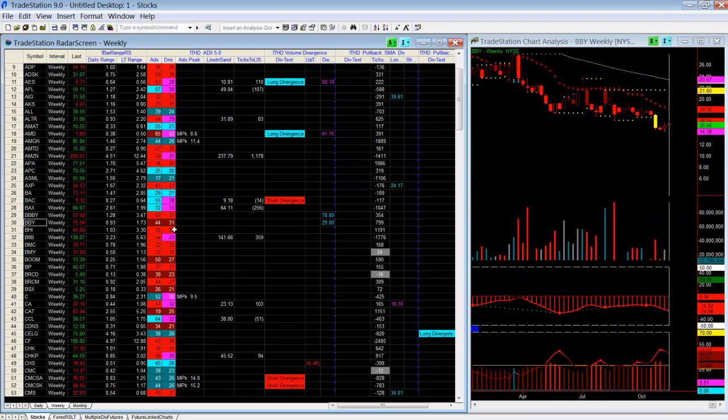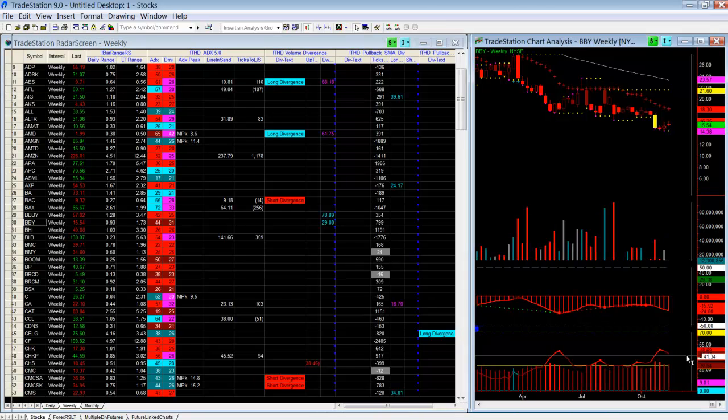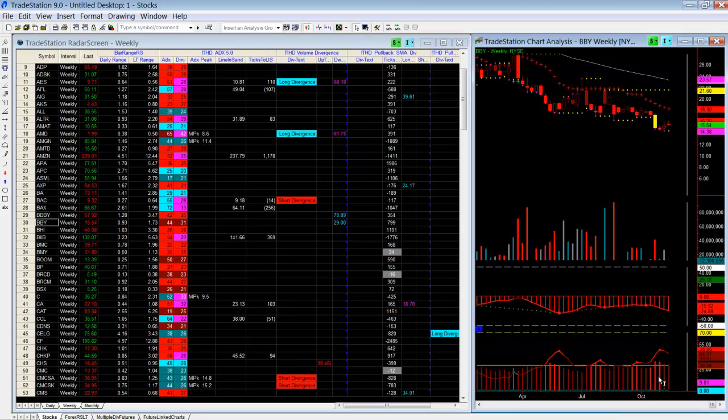Let's see, BBY, it's got a dark red 44. I click on it and my chart changes. Notice that there is no magenta here. Okay, the next thing I'm going to notice is what are the buyers doing? That's really what's going to interest me right now. What are the buyers doing? Because we've had divergence. So they're going to test for what? They're going to test for buyers.